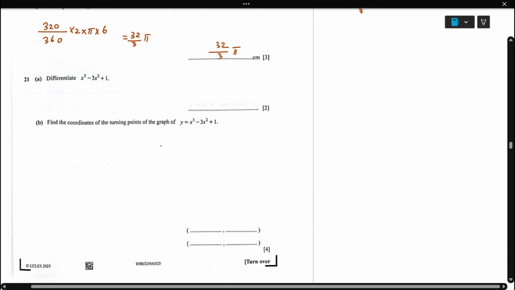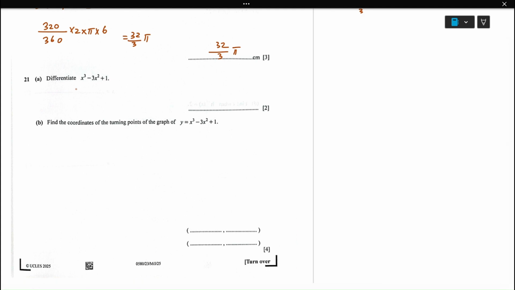Next, differentiate. So what you'll get, 3 comes here, 3x square minus 6x, that's it. 3x square minus 6x is the answer. Next, to find the coordinates of the turning point, we'll write dy by dx equal to 0. Already we found the dy by dx in the previous part.